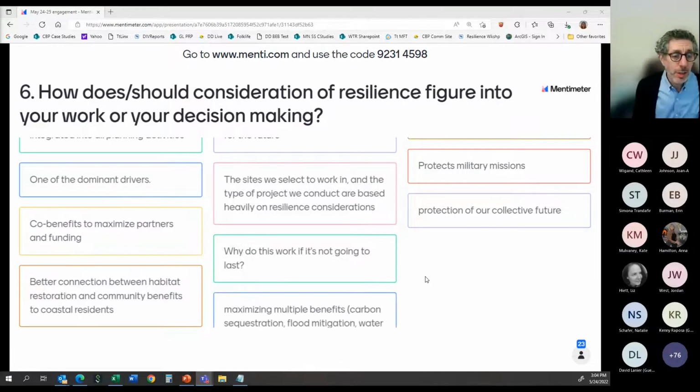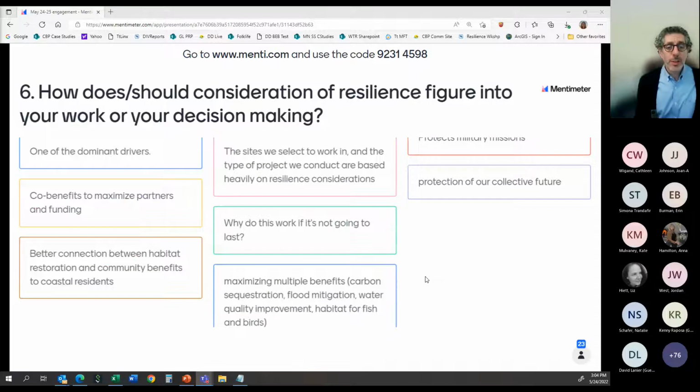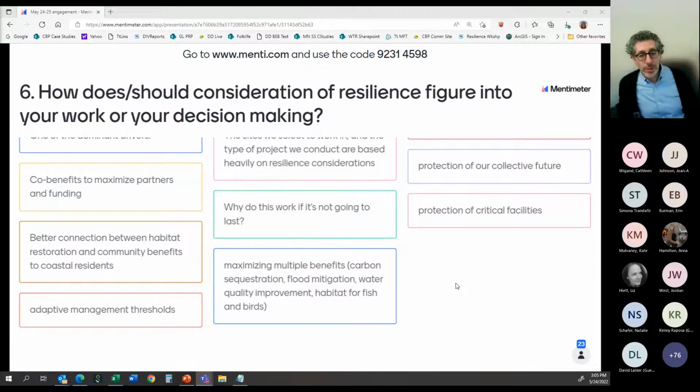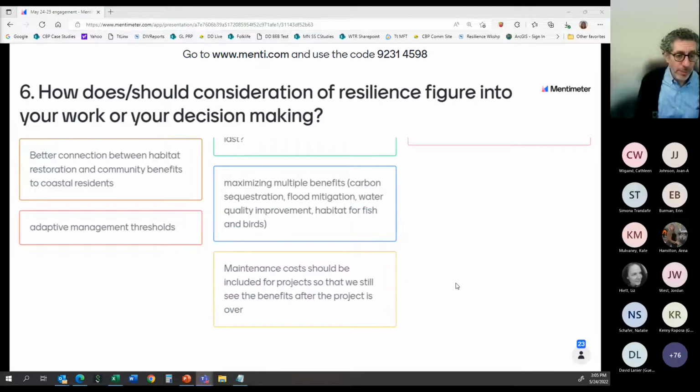The sites we select to work on, the type of project we conduct are based heavily on resilience considerations. It connects us between habitat restoration and community benefits for coastal residents. It maximizes multiple benefits, carbon sequestration, flood mitigation, water quality improvement, adaptive management thresholds. Lots of very interesting ideas coming up here.